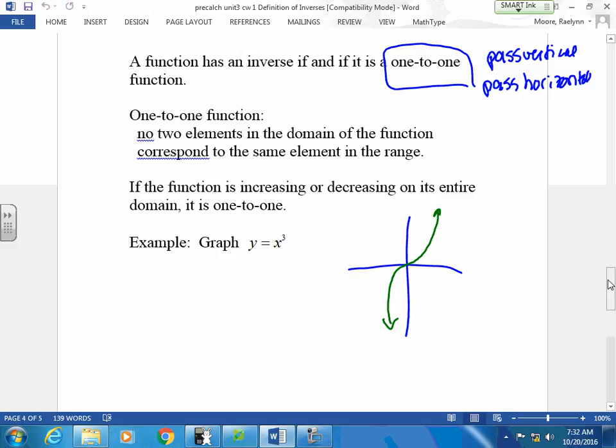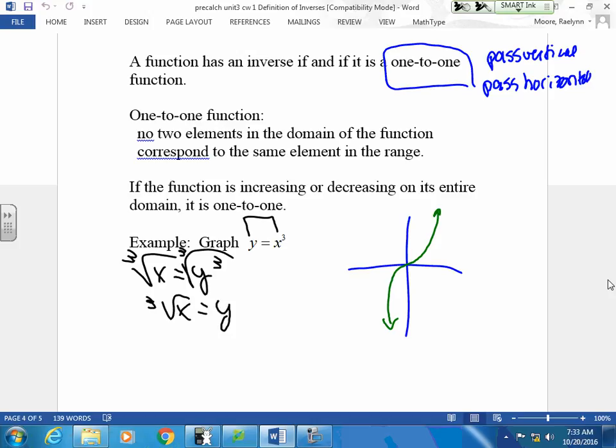How would I find the inverse of this guy? I've got to solve for what? Take the cube root. And don't forget just to change this.